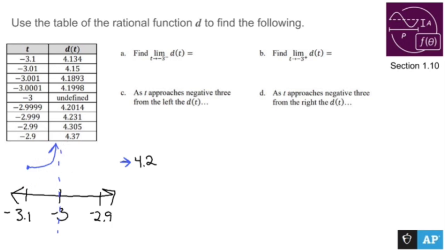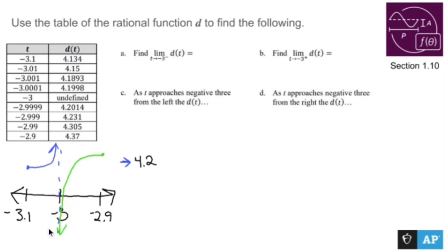Similarly, over here on the other side, at -2.9, I'm at 4.37, which is somewhere above 4.2, and then I get smaller, smaller, smaller. But what's most important is I hit undefined again. So moving from the right to the left, my values get smaller. So at -2.9, I'm at like 4.3, and as I get closer, I'm at like 4.30 and then 4.2-ish. So what's going to happen is this is going to happen.